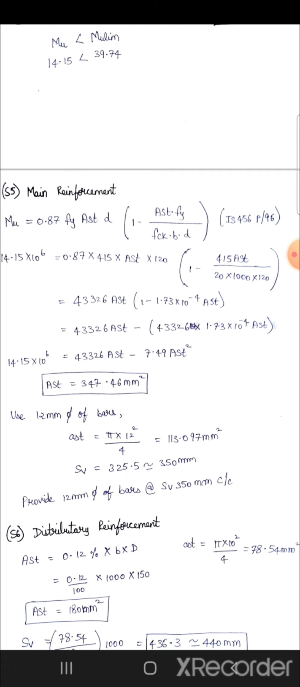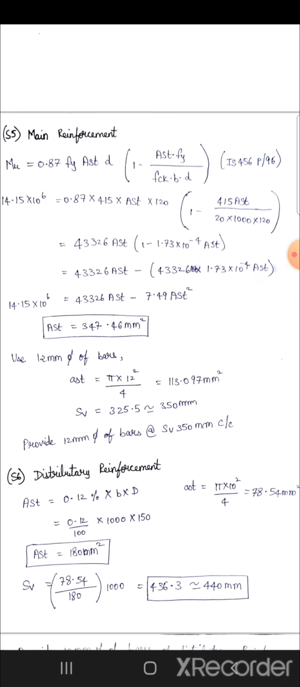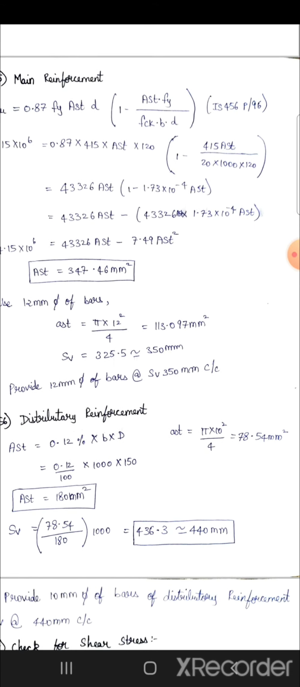Next step is main reinforcement. Main reinforcement formula is in IS456 2000, page number 96. Formula is 0.87 Fy AST into effective depth into 1 minus AST into Fy by FCK into breadth into effective depth. Calculating in this formula, we get AST answer 347.46 mm square.